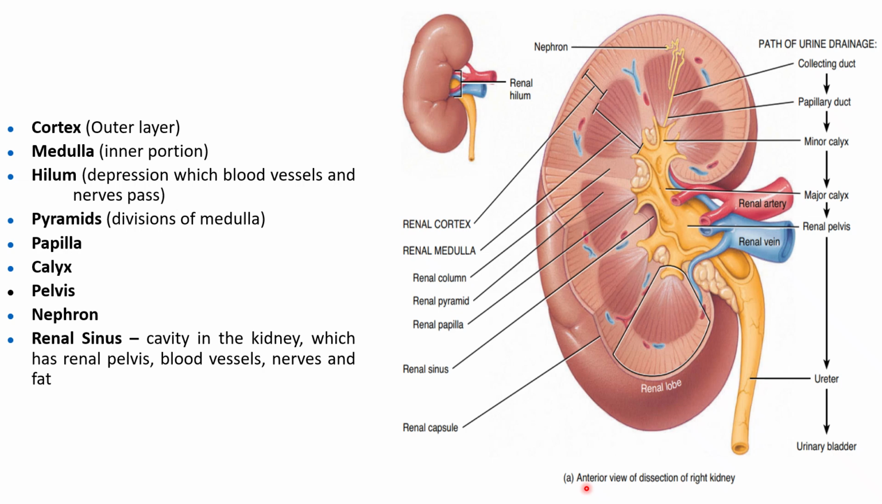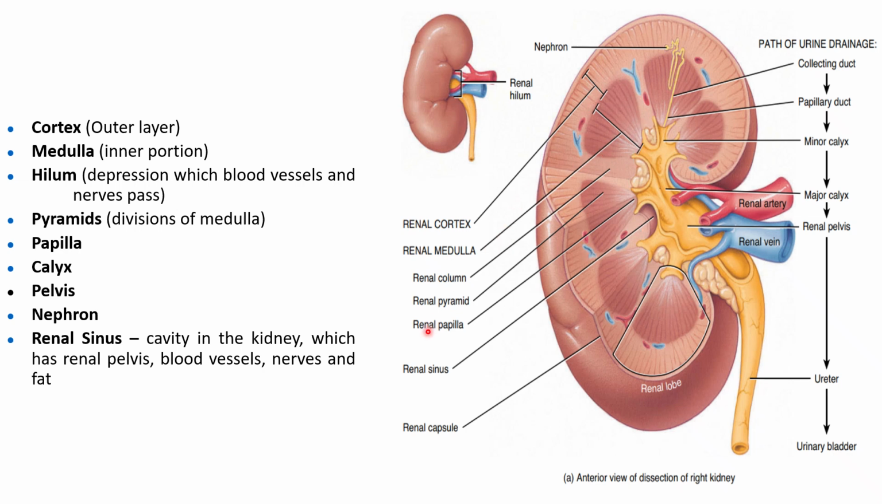Here you can see the anterior view of a dissection of the right kidney. Here we will see the major parts of the kidney. First and foremost, the renal cortex, which is the outer portion of the kidney. See, here is the renal cortex. Then the renal medulla, which is the inner portion, consists of certain cone-shaped structures. Here you can see the cone-shaped structures.